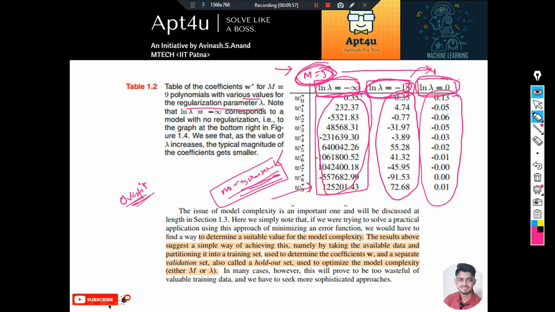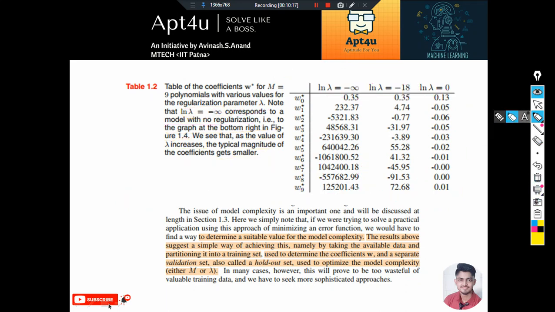For ln lambda equal to minus infinity, this corresponds to a model with no regularization. That is the graph at the bottom right, which we will be seeing. So ln lambda equal to minus infinity means no regularization, right? And we can see that as the value of lambda increases, the typical magnitude of the coefficients gets smaller. It is clear from this diagram that as the value of lambda is increasing, the coefficients here, W0 to W9, get smaller.